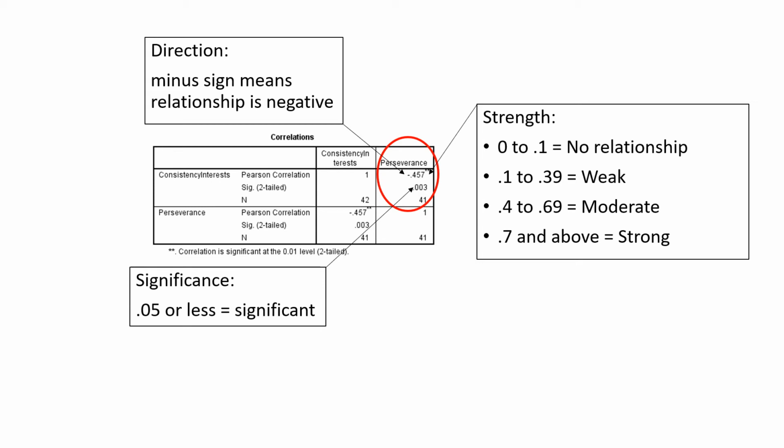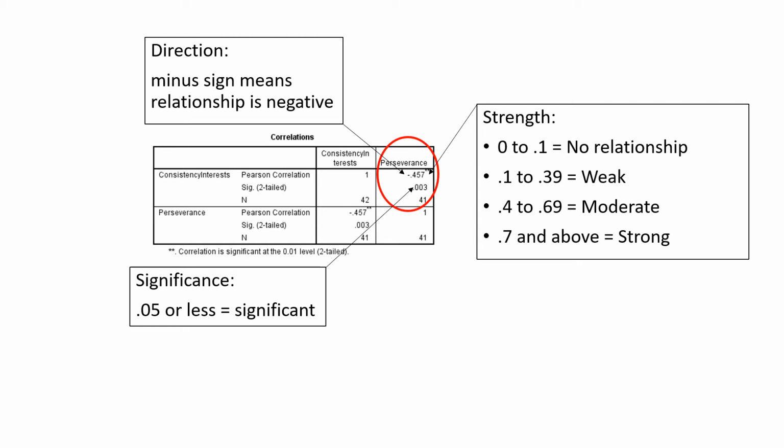The level of significance is in the line labeled Sig two-tailed. To determine the direction, we look for a minus sign next to the number in the Pearson correlation line. If there isn't a minus sign, then the relationship is positive.